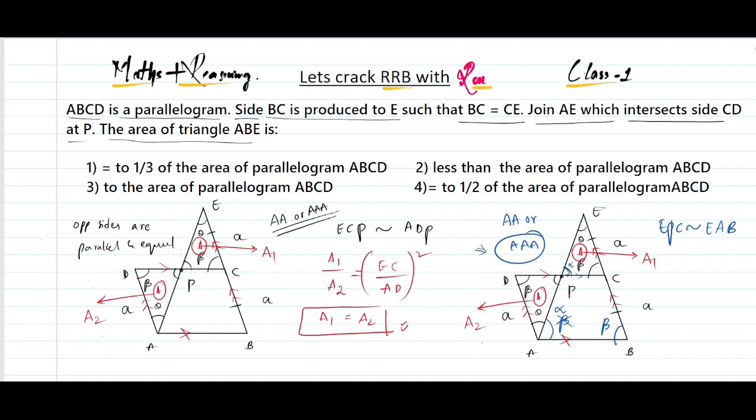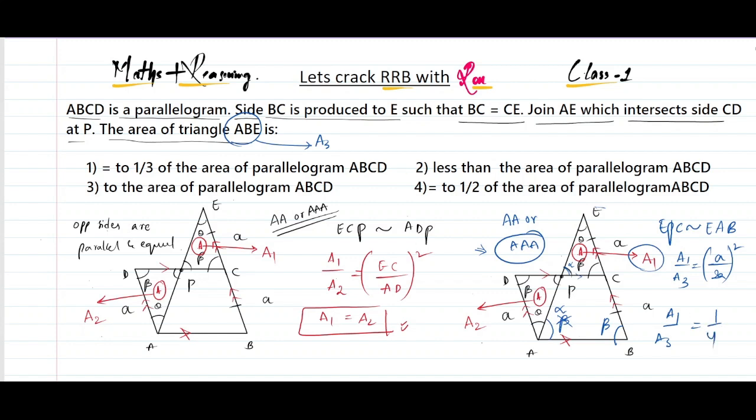Here we assumed this small triangle's area is A1. Now I'll assume the big triangle, this ABE triangle's area, as A3. So A1 divided by the complete triangle's area equals, we know, EC divided by EB, corresponding side ratios. EA means A, and EB means 2A, whole square. So how much are you getting? A1 by A3 equals, A gets cancelled, 1 by 4.